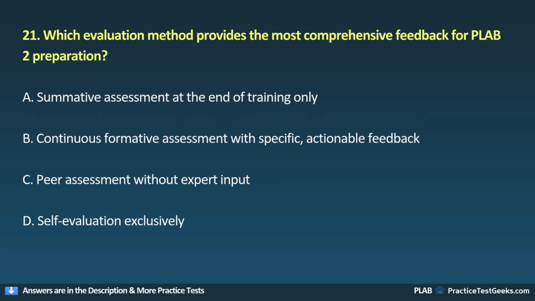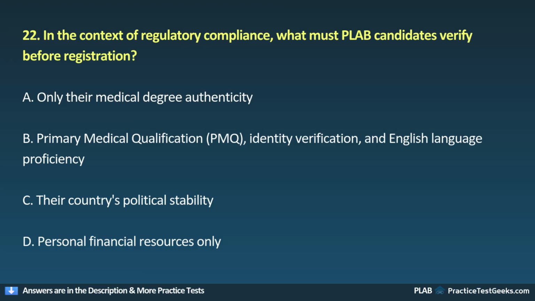21. Which evaluation method provides the most comprehensive feedback for PLAB 2 preparation? A. Summative assessment at the end of training only. B. Continuous formative assessment with specific, actionable feedback. C. Peer assessment without expert input. D. Self-evaluation exclusively.